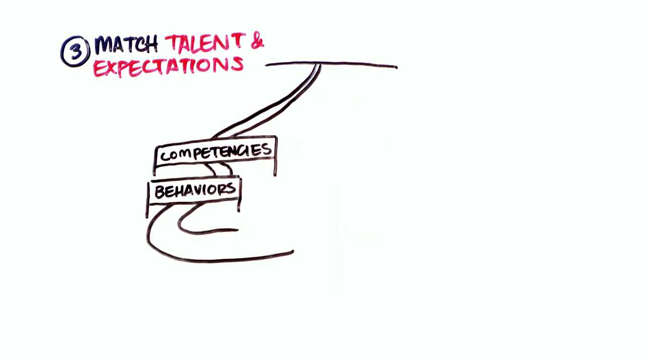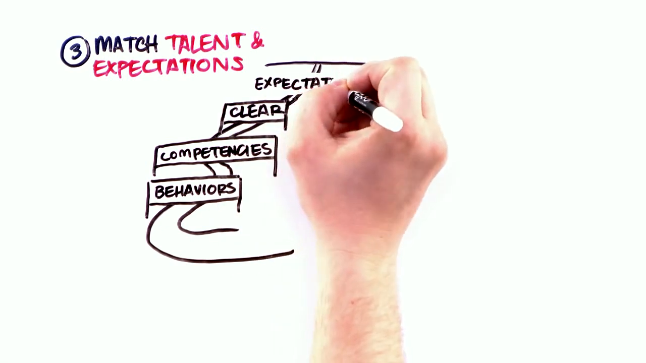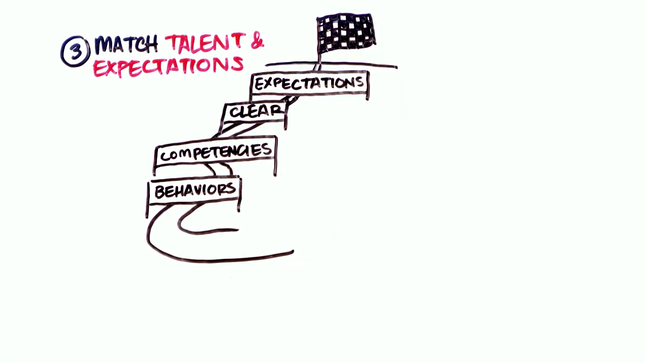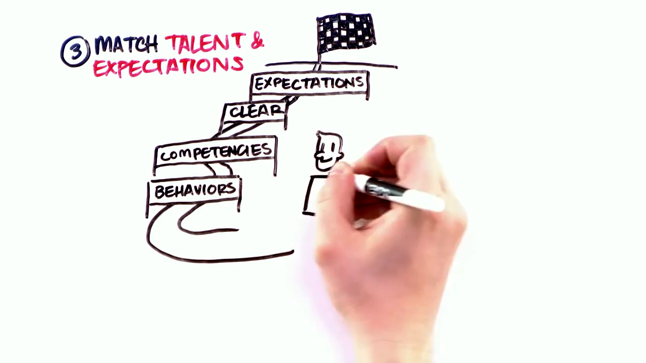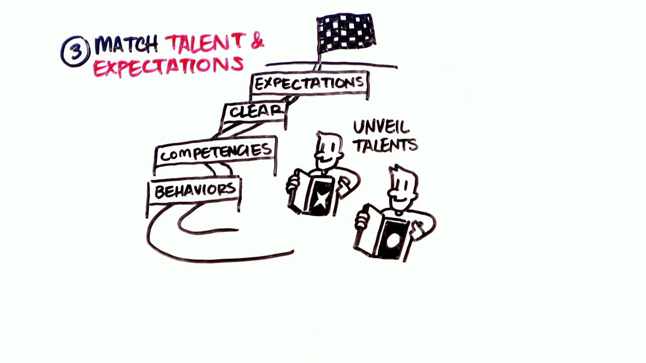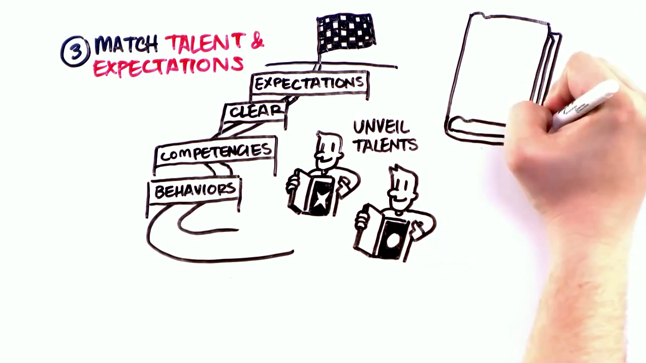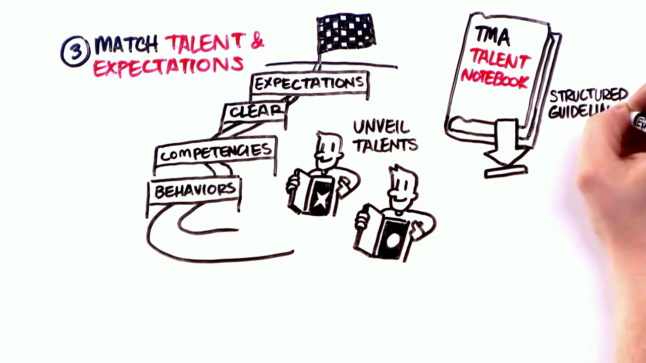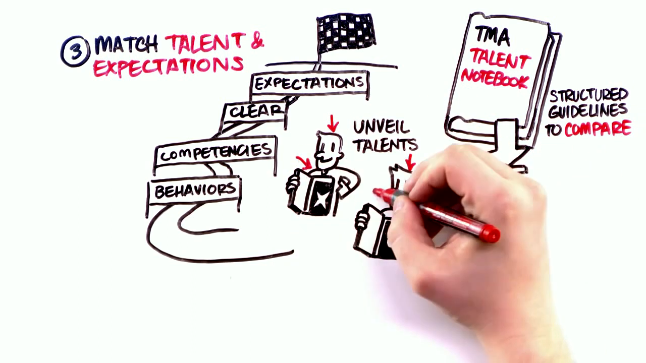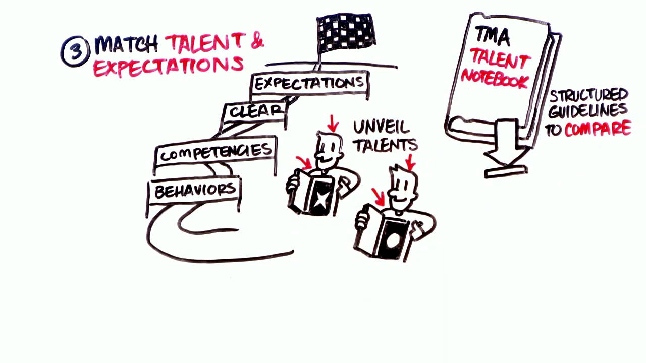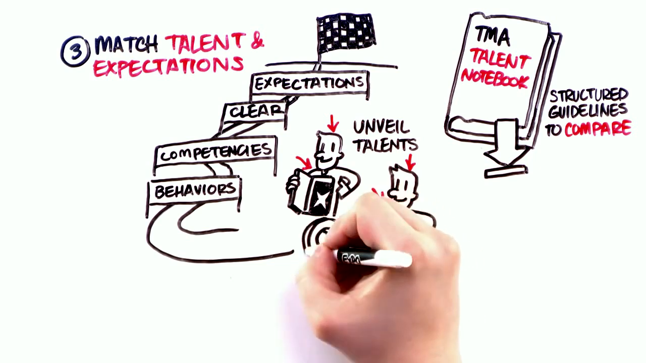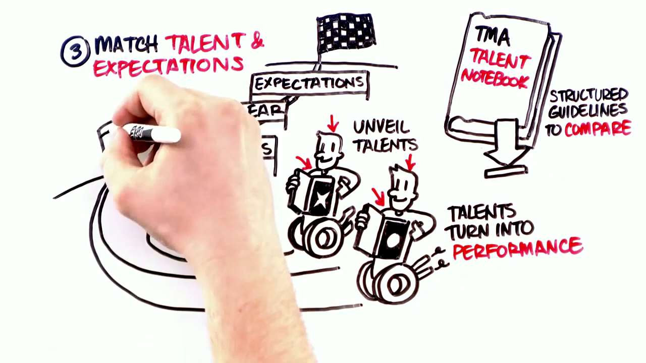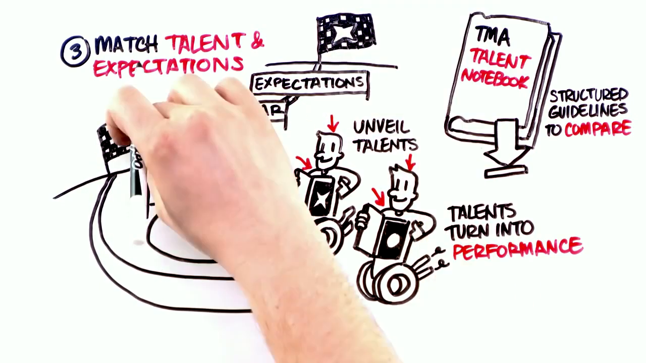Just remember the first principle. Create clear behavioral expectations, and you know what you can expect from the candidate. And then the second principle, unveil their talents. You can conclude your findings in the TMA Talents Notebook. This will give you a structured guideline to compare all different candidates with each other. It's easy to use during your interview process. By starting from strengths, talents, and easy-to-develop competencies, your talents will turn into performance.